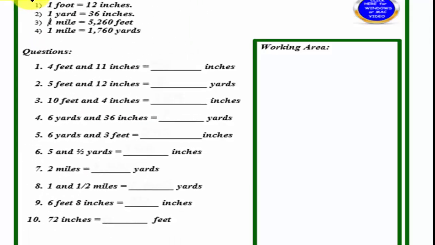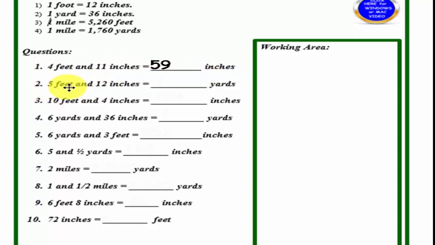Welcome back to Lesson 4. Let's see where we're going to start off. In the first question, we have 4 feet 11 inches, and we have to convert it to inches. Well, 4 times 12 is 48, plus 11 is 59.